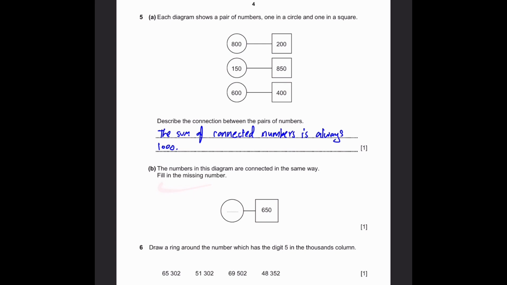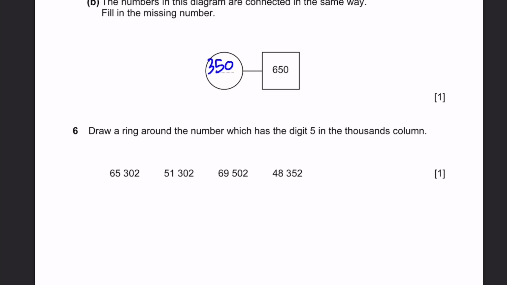B. The numbers in this diagram are connected in the same way. Fill in the missing number. So when we add it, we get 1000. So something plus 650 is equal to 1000. So let's name it x. X plus 650 is 1000. Bring 650 to the other side. X is equal to 1000 minus 650, which is equal to 350. That's the answer.